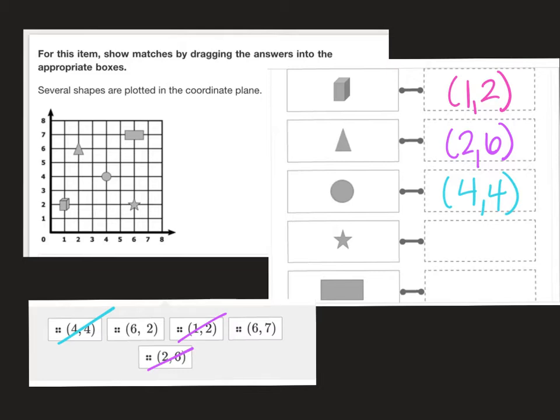Okay, next one is the star. We're going to start from 0, 0, right 6, up 2. So 6, 2 is your answer on that one. And the last one is the rectangle. Again, starting from the origin, right 6, up 7. So that one is 6, 7. And I didn't mark that one out. So when we mark this one out, we see that we've used them all and we have our correct answers.